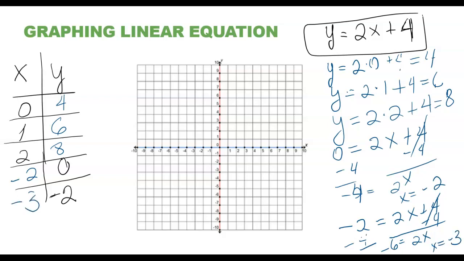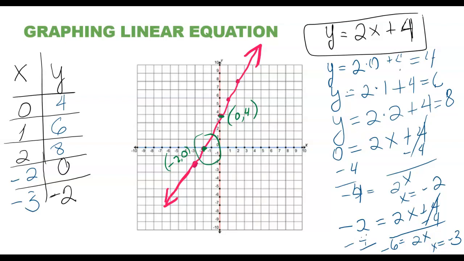Now let's graph these points on a coordinate plane. Then connect the points to create a line and extend the line in both directions. Notice the 2 points, (-2, 0) and (0, 4). These points are called intercepts. X-intercept (-2, 0), and y-intercept (0, 4).